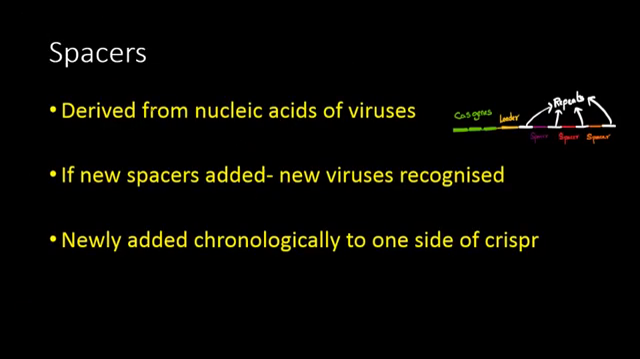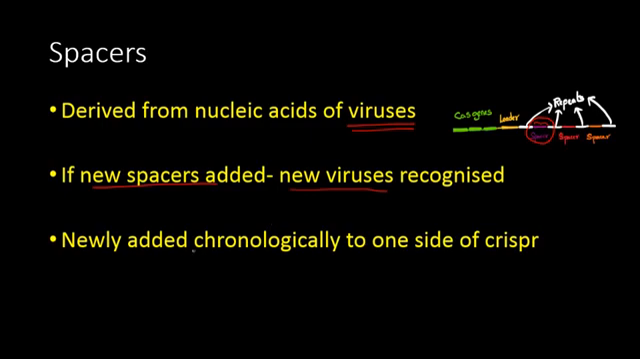Now coming to spaces. Spaces are, as already told, nucleic acids of viruses that infect the bacteria. Now if new spaces are added, that is, new viruses are recognized, which means if a bacteria has a particular spacer, and a virus is going to attack this bacteria, and that virus has the same genetic material as seen here, then this bacteria is able to recognize that virus. So if a bacteria can get more and more spaces, that means it can recognize more and more different types of viruses. It also means it has encountered all those infections in its lifetime.